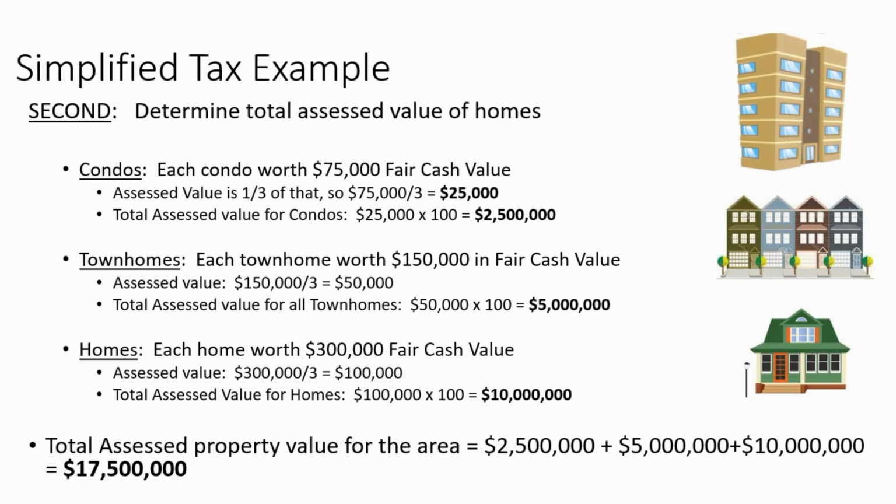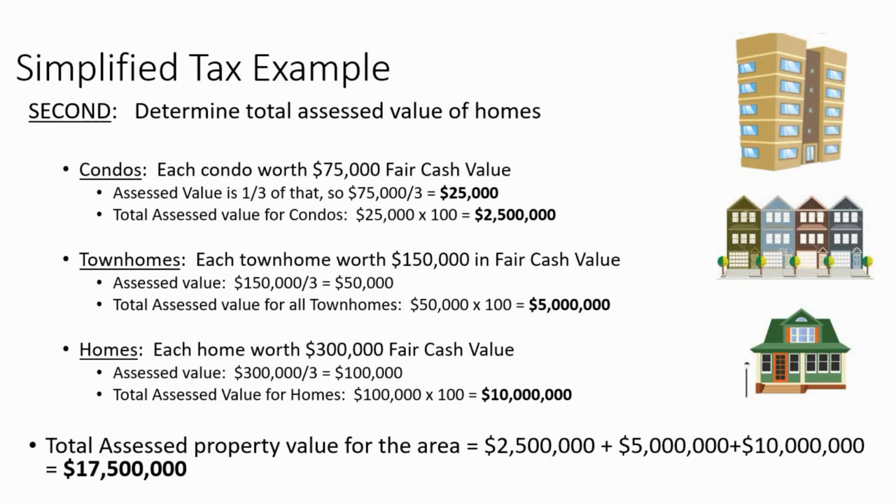Then the next step, determine the total assessed value of the homes. So let's say your local assessor, for condos, determines that each condo is worth 75 grand in fair cash value. Now the assessed value of that is 1/3, so 75 grand divided by 3, 25 grand. So the total assessed value for all the condos is 25 grand times 100, or $2.5 million. Now we know in real life, no condos or townhomes or any other examples here will have the exact same amount. Everything differs, but we're just doing this for simplicity's sake.